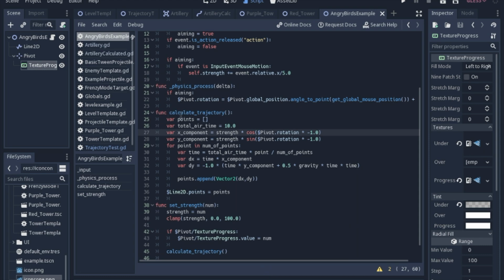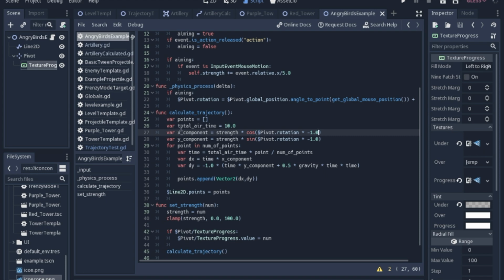Now in the calculate trajectory, what we're going to want to get is an array of points that we're going to add to the line 2D. So we create an empty array, then this total airtime is just an arbitrary number that I've picked for this first example to make it easier, so we don't have to figure out how much time it's going to take. We just kind of set it to 10. In the next examples, we'll have to actually figure out how long the projectile should be in the air.